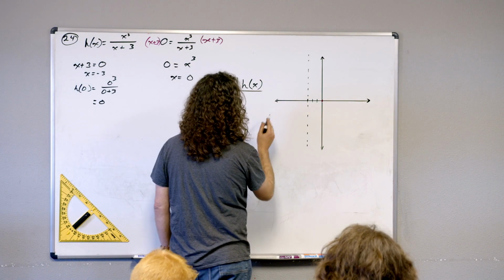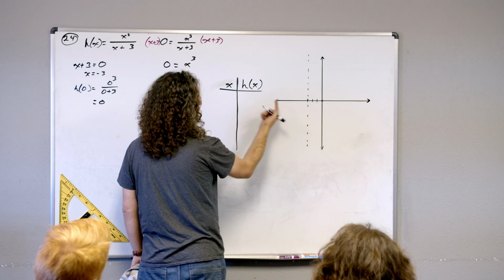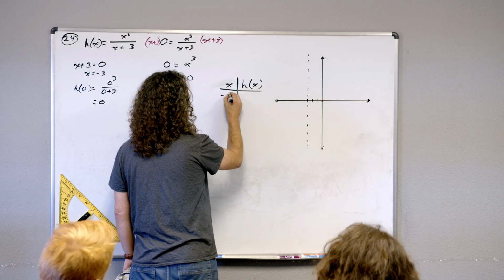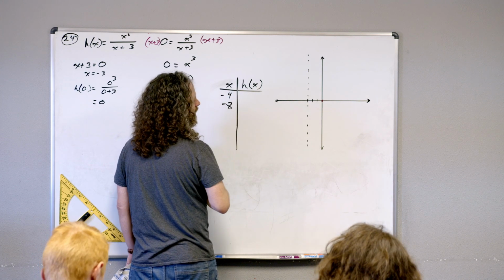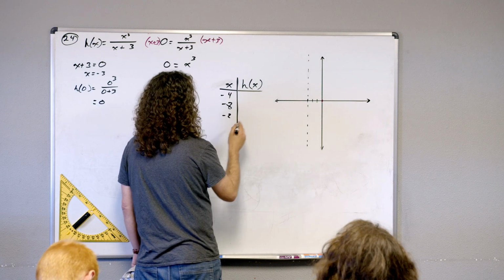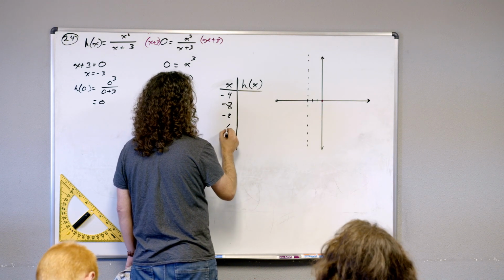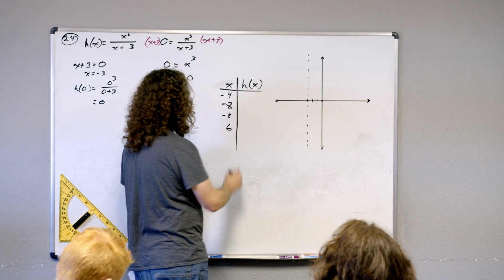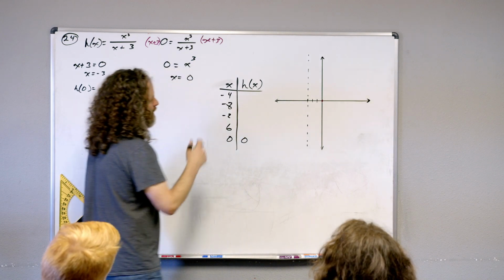No. So I would pick -4 and -8's probably, that makes sense. -4, -8, and then I would pick -2, and then I don't know, +6 or something. That's probably plenty. We already know that this one's on there, so we may as well stick it on our table.